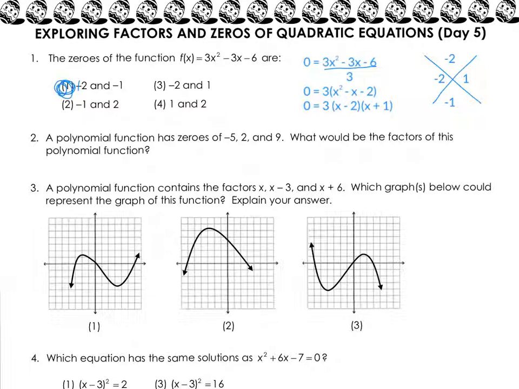Okay, so let's look at one more together. A polynomial function has zeros of negative 5, 2, and 9. What would the factors of this polynomial function be? So again, remember, they're giving us these x values here, so I know that these are all x values. So in order to find the function, I'm going to figure out what factors those x values came from.